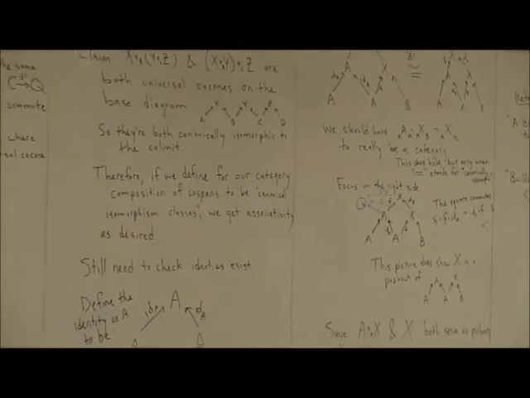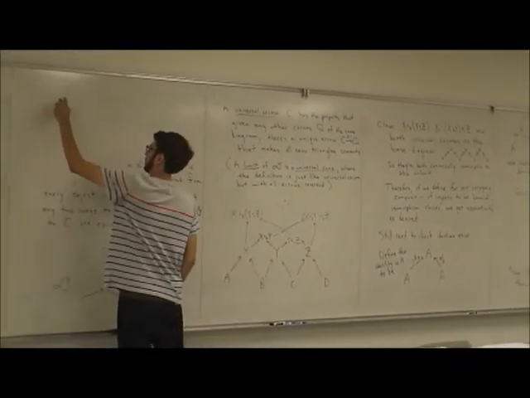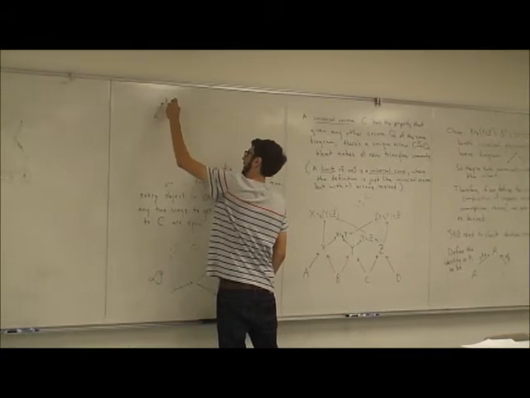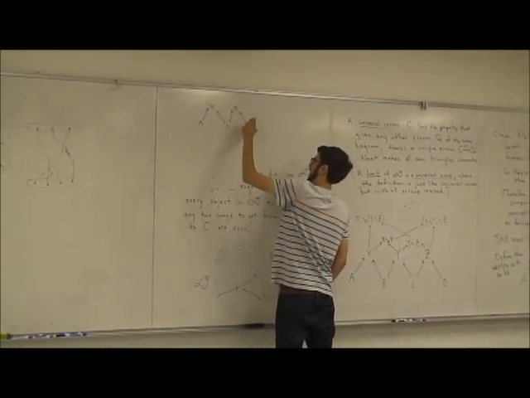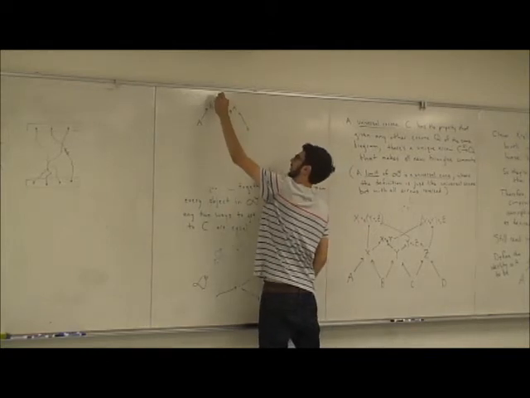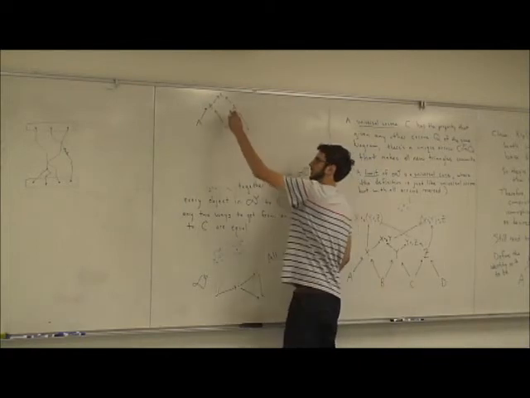The other identity is pretty much the same thing. You got to show that if you have X first, and then the identity on A, and you compose, once again, you just get X. And it works in exactly the same way.